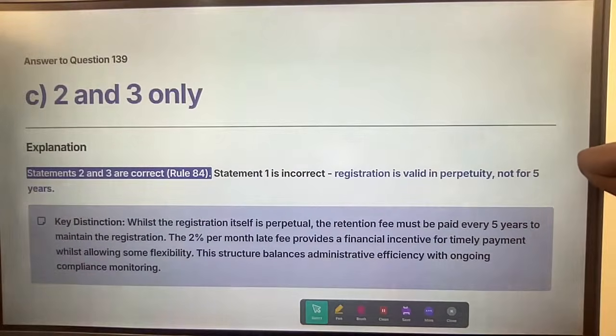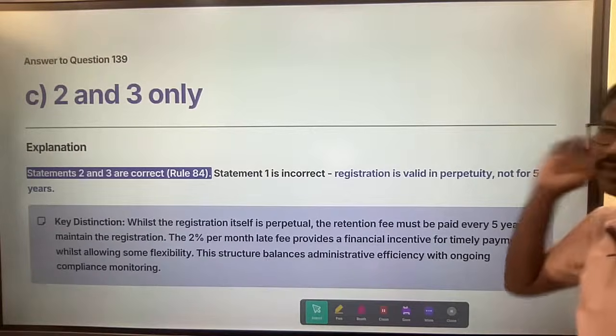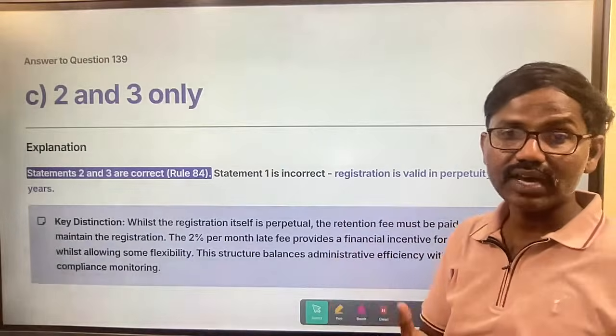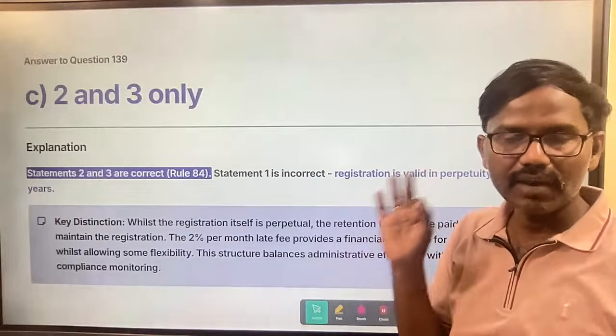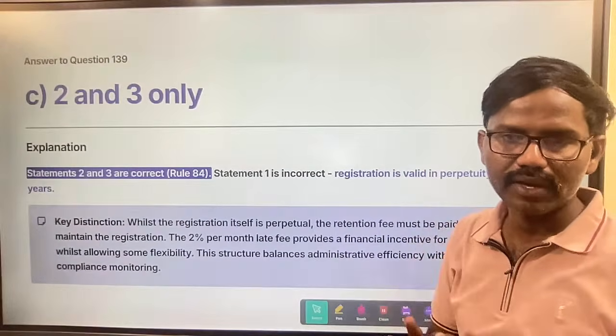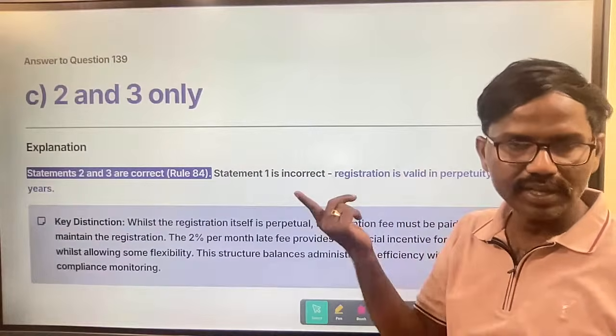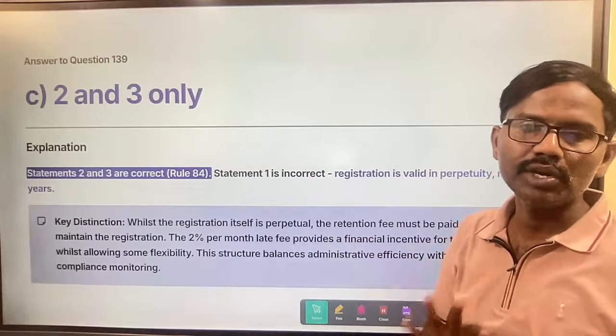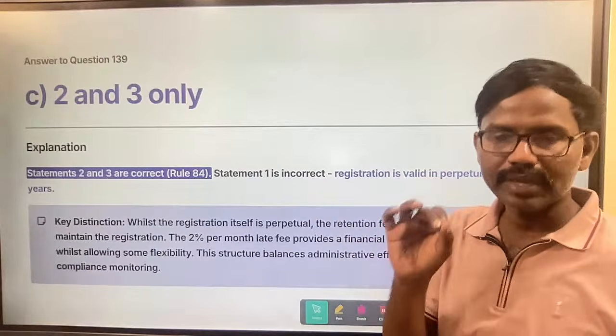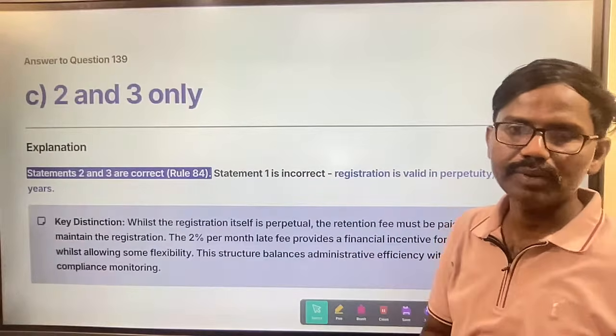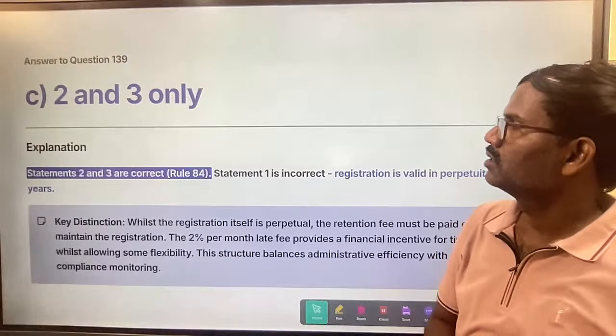Okay. So statements 2 and 3 are correct. Statement 1 is incorrect. Registration is valid in perpetuity. Just now we discussed. The registration is valid in perpetuity if they are maintaining all conditions properly. If they are not maintaining, they can go for cancellation. But registration, no need to renew. You have to pay the fee.